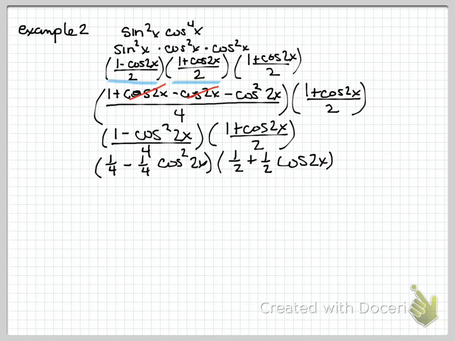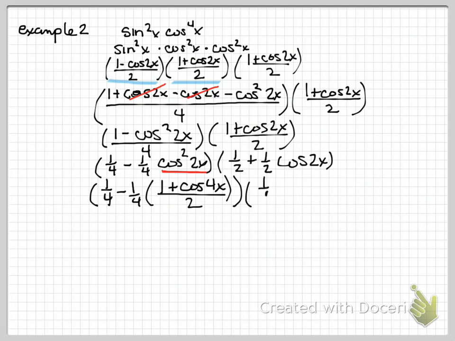Now, we already talked about this one right here. We did that in the last problem that we did, and we found that the cosine squared of 2x was 1 plus the cosine of 4x over 2. So I'm just substituting that in its place. You're going to have a lot of fractions. I'm going to just tell you that right now. There's going to be a lot of fractions here.